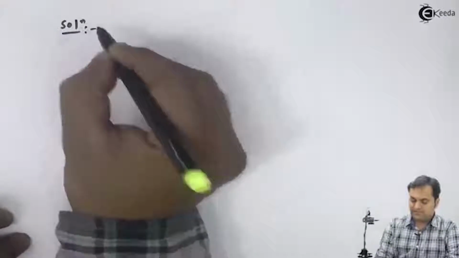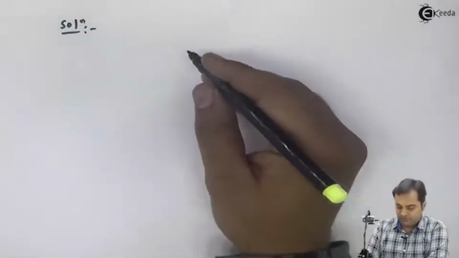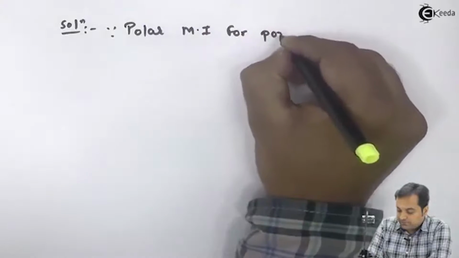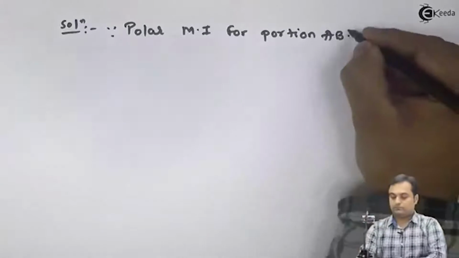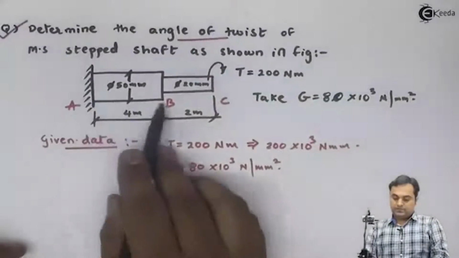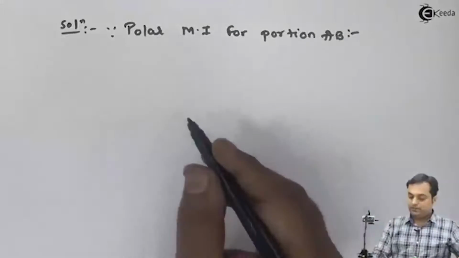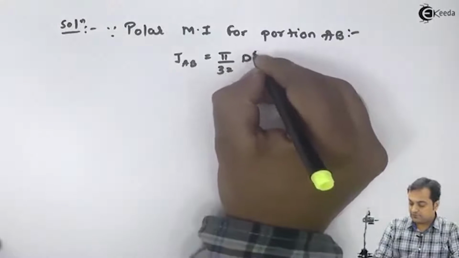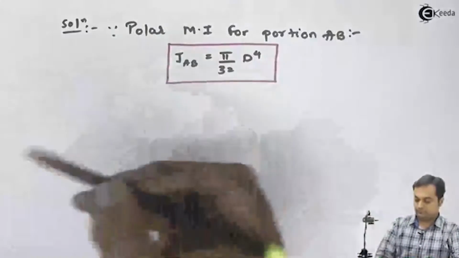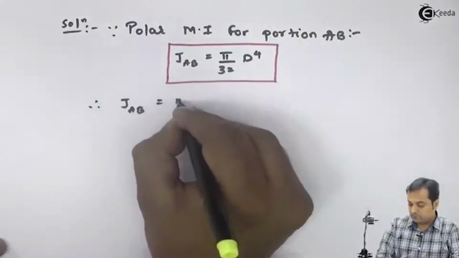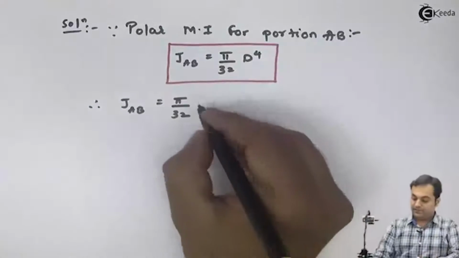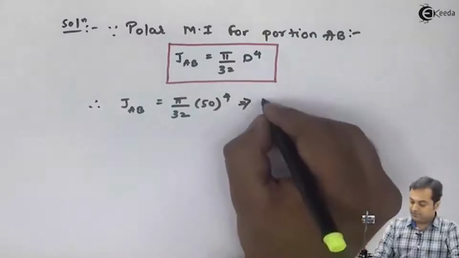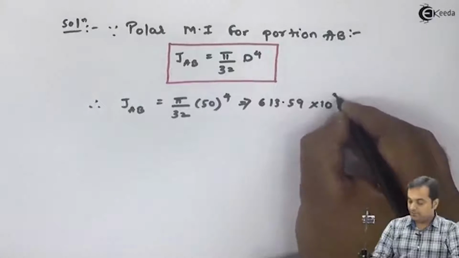Solution. Since the diameters are given, first I'll calculate the polar moment of inertia. So I'll write down, polar moment of inertia for portion AB. Portion AB is 4 meter in length and the diameter is 50 mm. So here polar moment of inertia for portion AB is equal to pi by 32 capital D raised to 4. Therefore, it is pi by 32, diameter is 50 raised to the power 4. So J value comes out to be in AB portion 613.59 into 10 raised to 3 millimeter raised to 4.